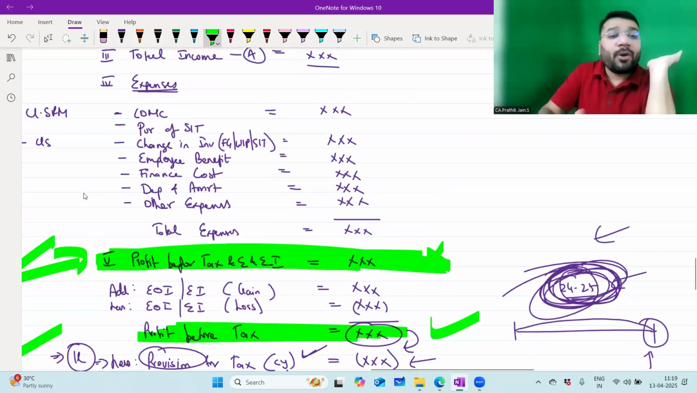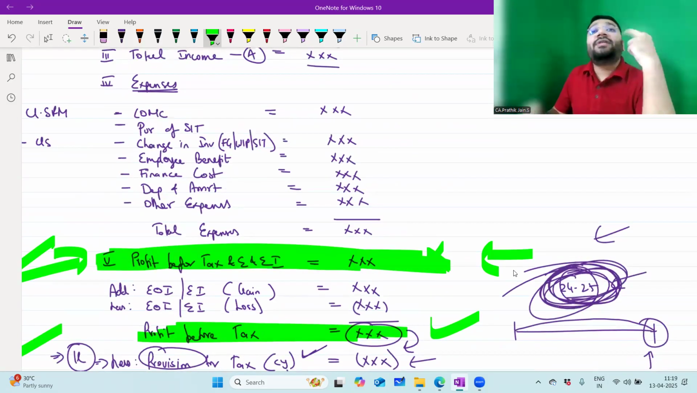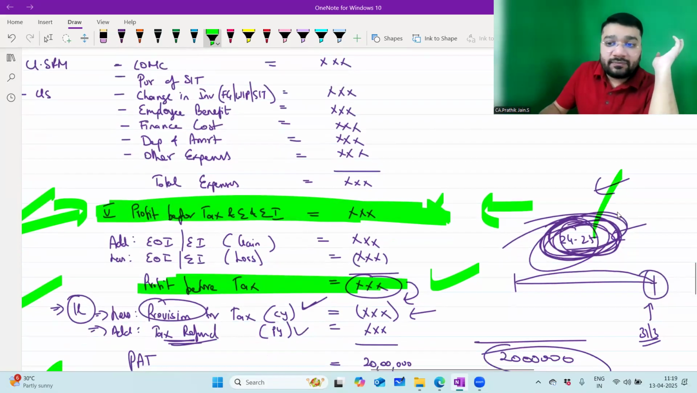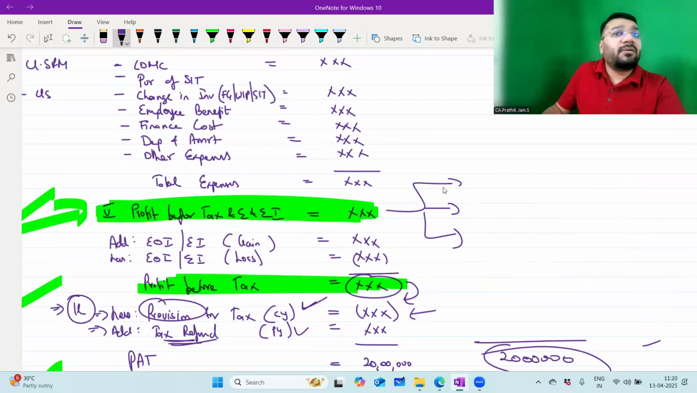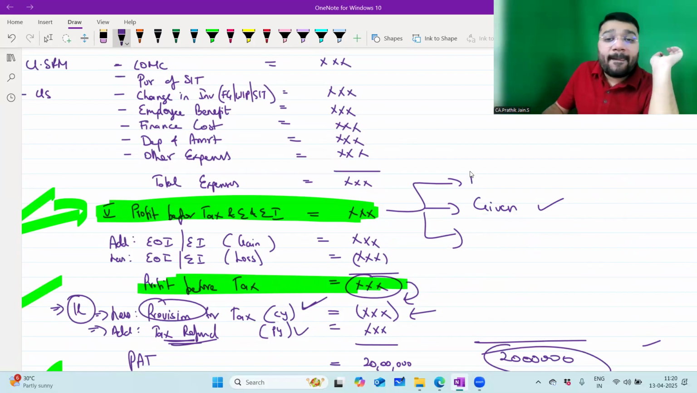Now, profit before tax can be derived using 3 methods. How will I calculate this profit before tax? Listen to me very carefully. There are 3 ways in which profit before tax can be found. One, it is directly given in the question that profit before tax is so and so. Jackpot, nothing to brainstorm here. Second is called the direct method. We call this the forward mechanism.